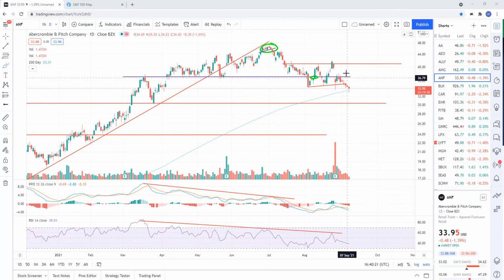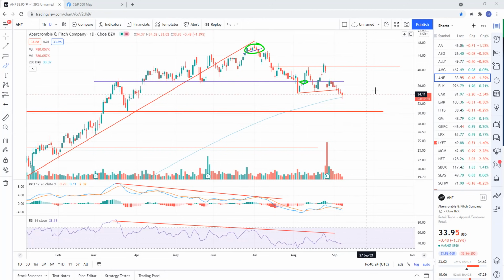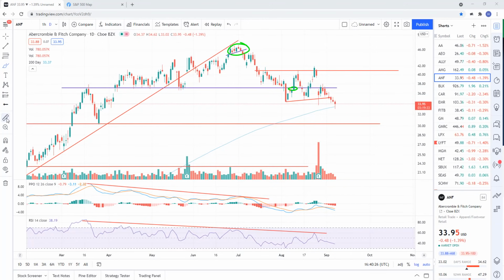So I covered that here. Not so sure if I'm going to get back into it. We'll see what the general market's doing. But all in all, really good trade.